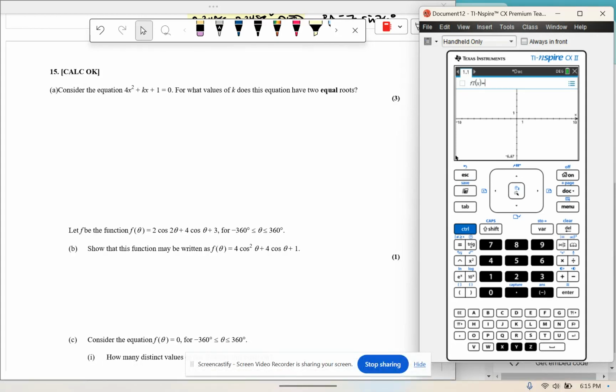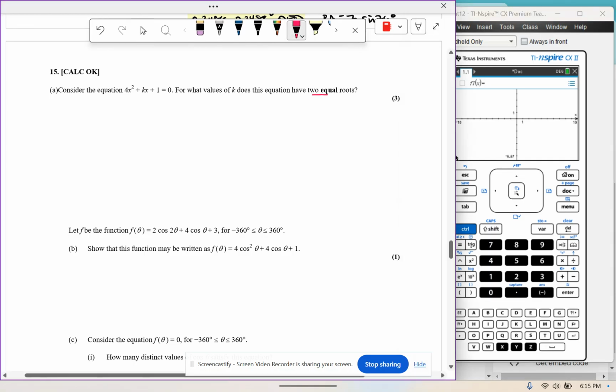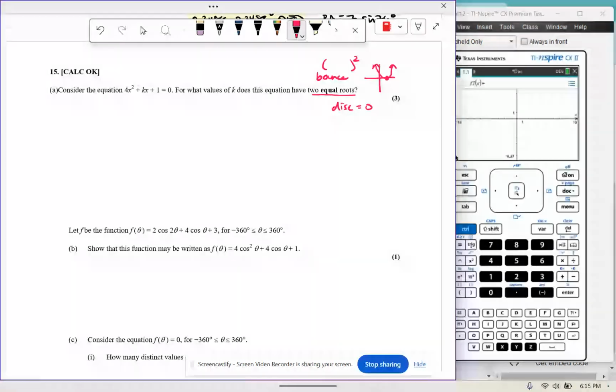Hello. Question 15. It says, consider the equation 4x squared plus kx plus 1 equals 0. For what values of k does the equation have two equal roots? We know that that's going to be a bounce or a repeated root, and it just touches the x-axis one time. That means that our discriminant is going to be equal to 0.